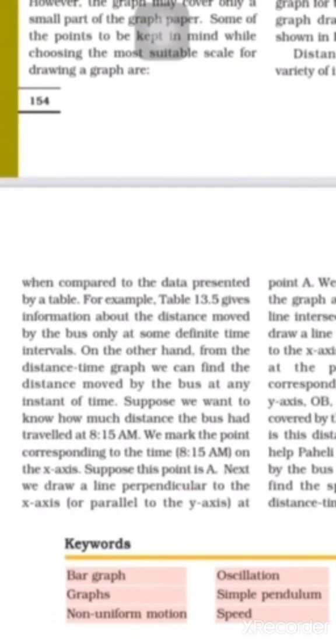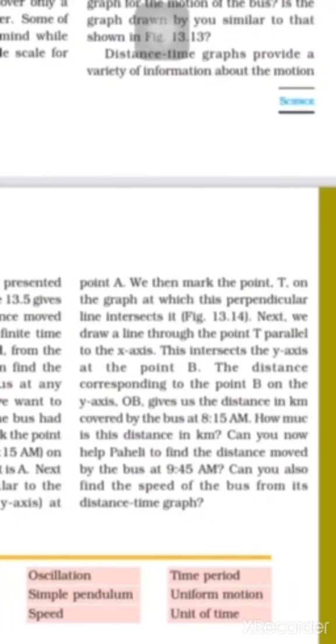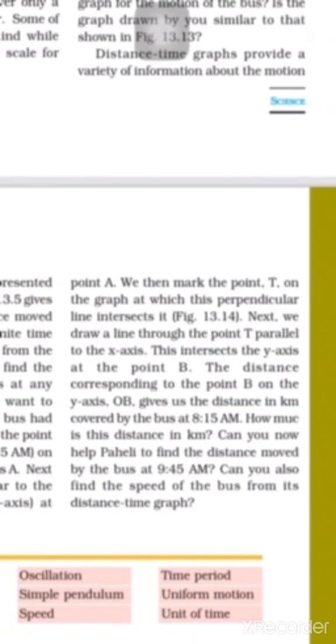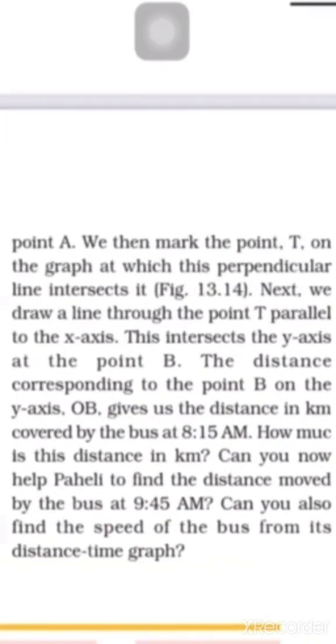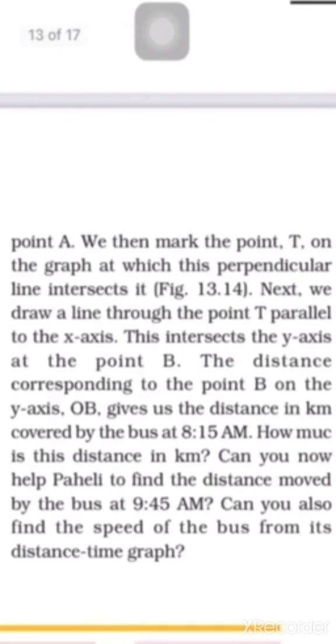Compared to the data presented by the table, for example, 30.5 gives information about the distance moved by the bus only at some definite time intervals. On the other hand, from the distance time graph, we can find the distance moved by the bus at any instant of time. Suppose we want to know how much distance the bus had traveled at 8:15.